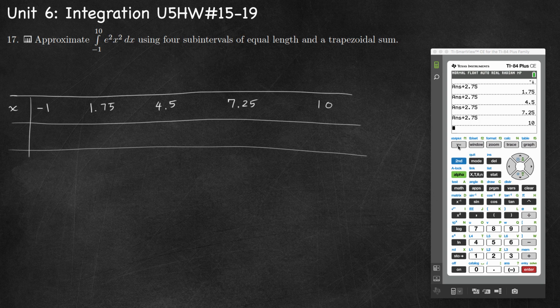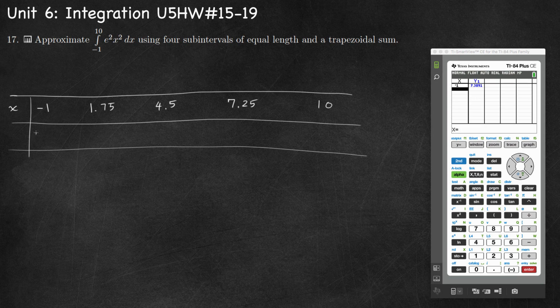And now for my y values, let's see if we can do this a little more quickly using y1. So I want e squared, there we go. E squared times x squared. And I'm going to go in and put my table on ask. So I go into the table setup and I change the independent to ask. And then I go into my table and I can ask for the y value at -1.